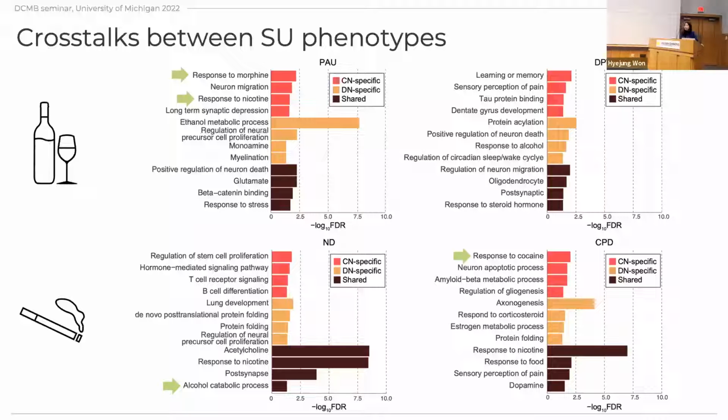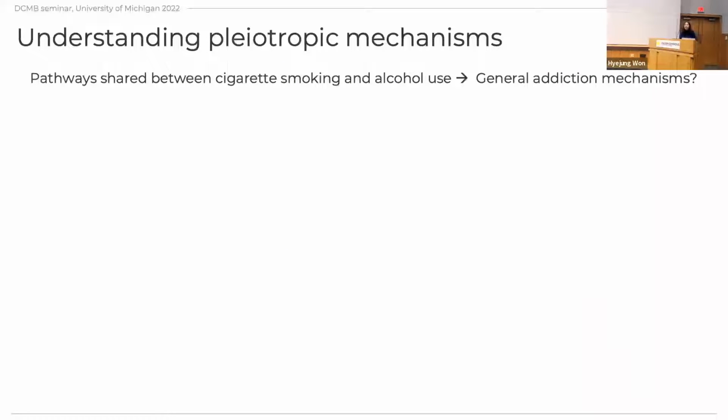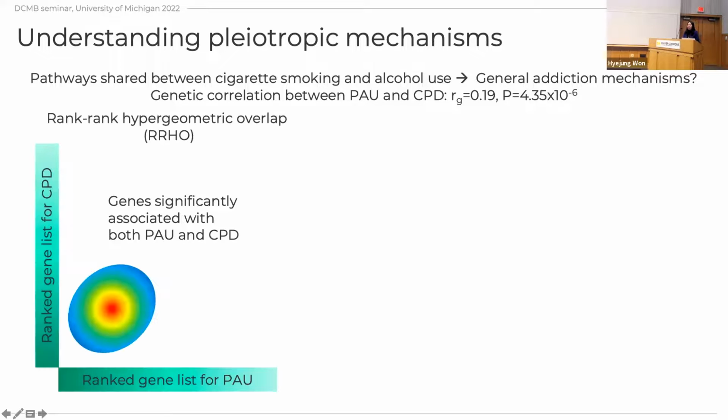So with that idea, we wanted to see whether we could identify the pathways that are shared between cigarette smoking and alcohol use behavior, and whether that could infer some generalizable addiction mechanisms. Supporting this idea, when we compare genetic correlation between problematic alcohol use and cigarettes per day, while the genetic correlation was not super high, we found some meaningful genetic correlation. So because of this, we performed rank-rank hypergeometric overlap, or RRHO.